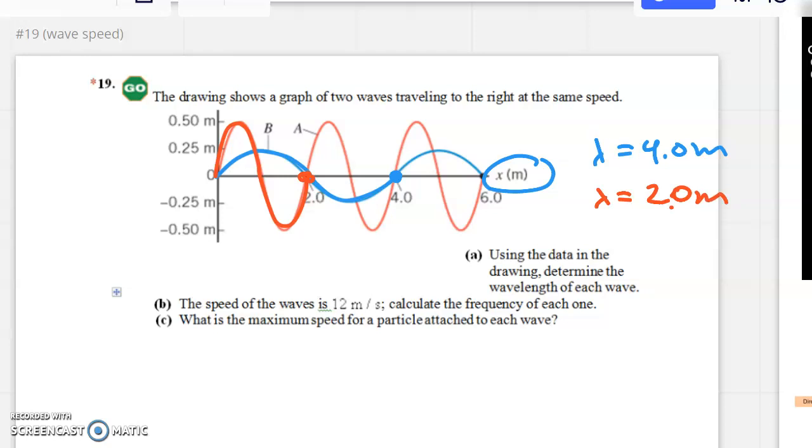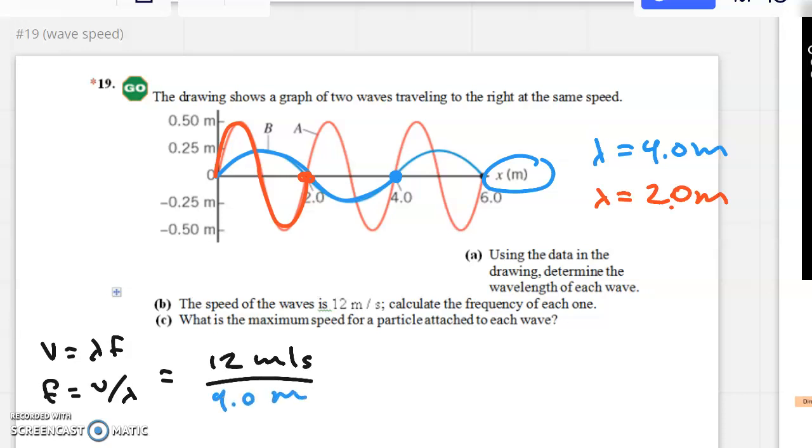It says the speed of the waves is 12 meters a second. Calculate the frequency of each one. So this is similar to what I just did. I'm going to say that the wave speed is wavelength times frequency, or frequency is wave speed divided by wavelength. And so I can take my 12 meters per second and I can divide by my 4 meters to get 3 hertz. Or I can divide it by my 2 meters to get 6 hertz. When I say 3 hertz, I mean that it does 3 cycles up and down every second. And that's what the wave is doing. That's what the vibrating source was doing too. 6 hertz, 6 cycles per second.